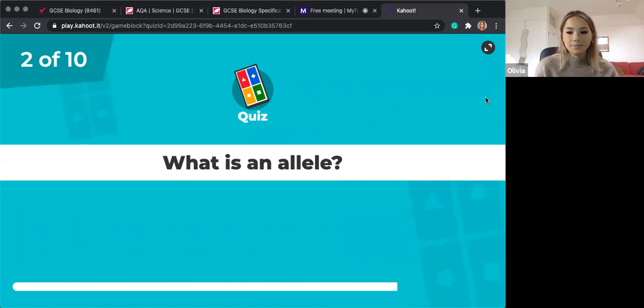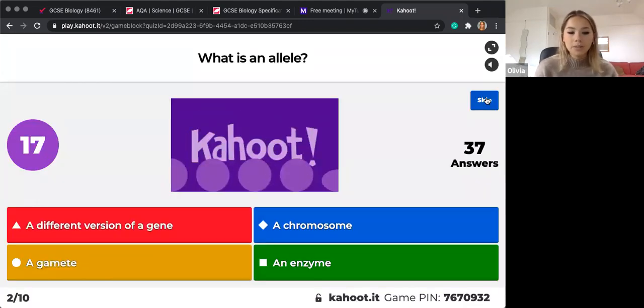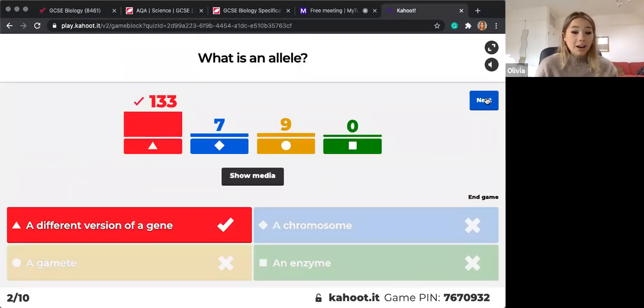What is an allele? Is it a different version of a gene, a chromosome, a gamete, or an enzyme? We did also have this question at the end of last session. Well done, really good. 133 of you, most of you there, so different version of a gene. Those of you who said chromosome, remember a chromosome is what contains all of our DNA, and it has genes on it. A gamete is the sex cell which will inherit some genes.